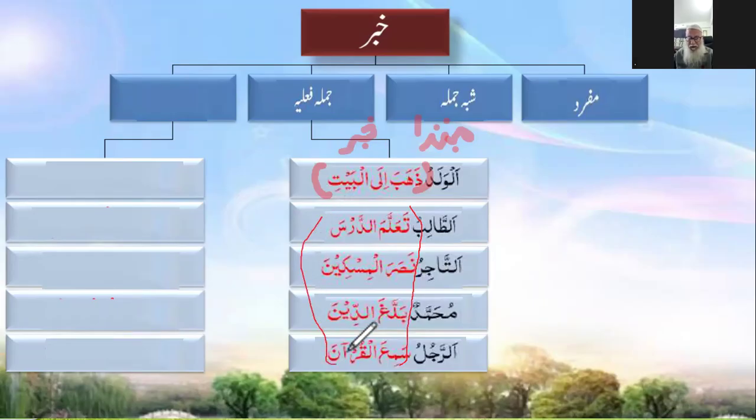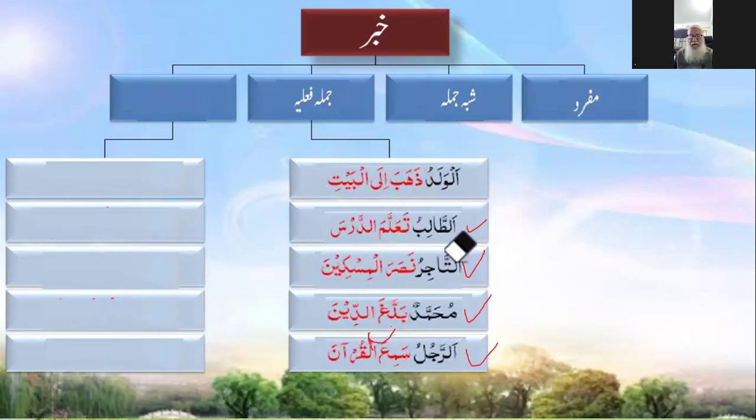this whole jumla failiya is coming as a khabar of the mubtada. This is mubtada, this is khabar. This is mubtada, but the khabar is coming as a jumla failiya. Let's talk about the jumla ismiya.